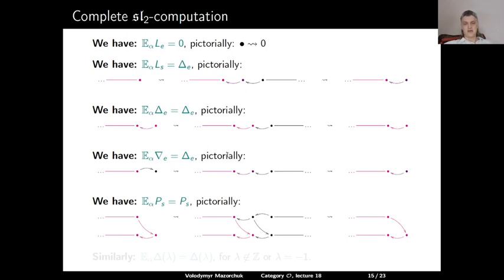And similar computations actually show that Enright's completion of any Verma module, so any Verma module with highest weight which is not integer or equal to -1, gives us back our Verma module.